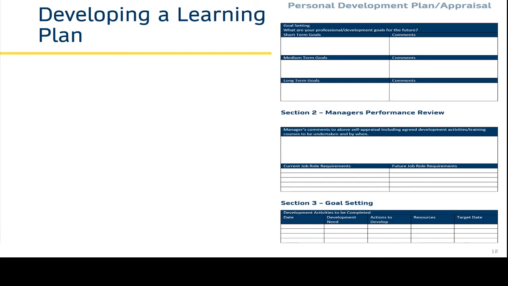You've got a box there for resources. Any resources, you need to get a book. Do you need to watch online videos? Like, what resources are you going to use? If you're shadowing, it would be the other person's name that you're going to shadow. And the target date, so that's the date that you're going to aim to have that development activity completed by.